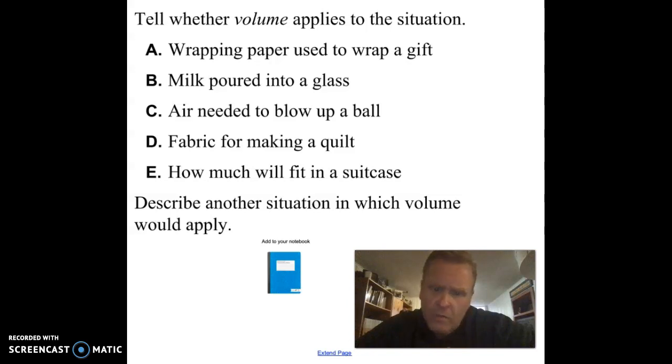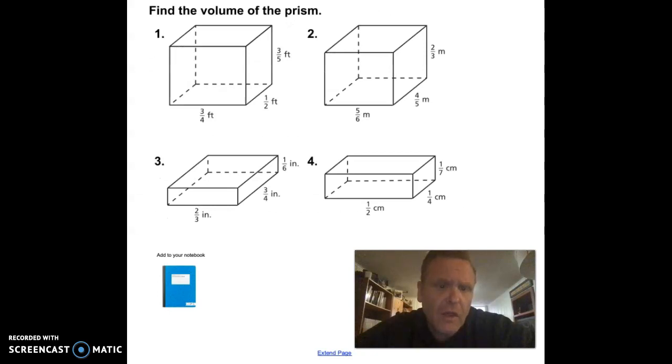Fabric for making a quilt, that's area again. And then how much will fit into a suitcase? Yeah, I'm always amazed at how much will fit into a suitcase. Anyway, so just try to think of another one that you might want to apply. You can write that in your notebook, okay? Another situation that might apply to volume. All right, moving on.